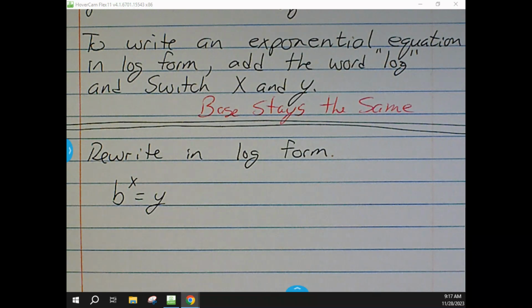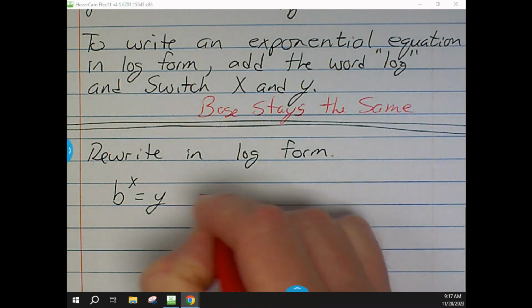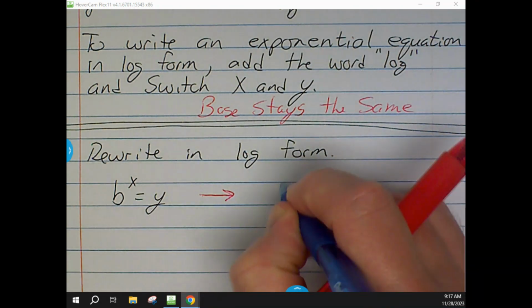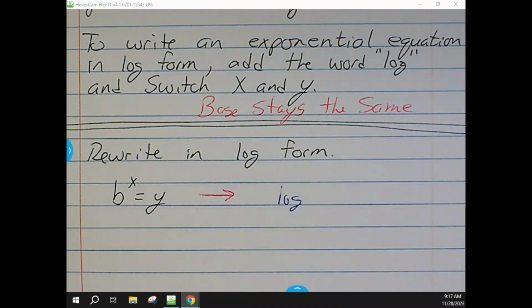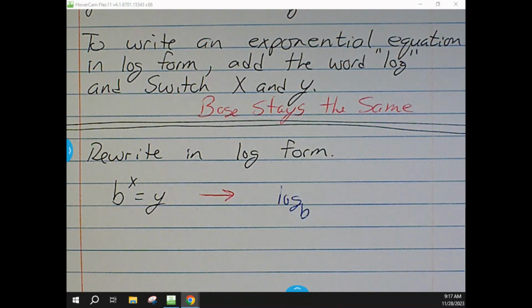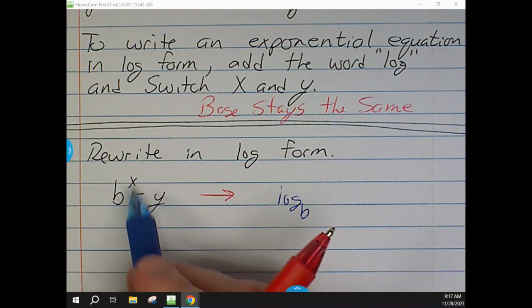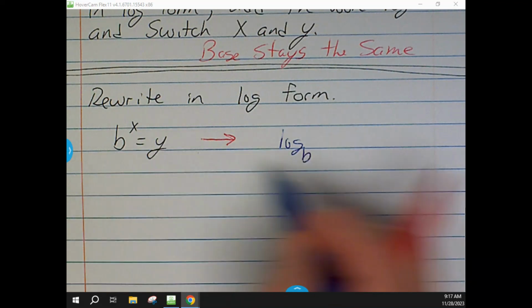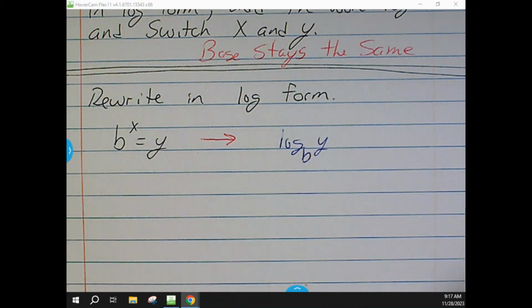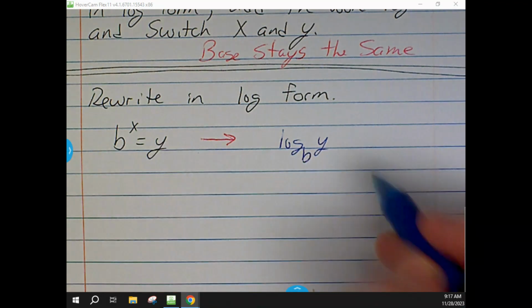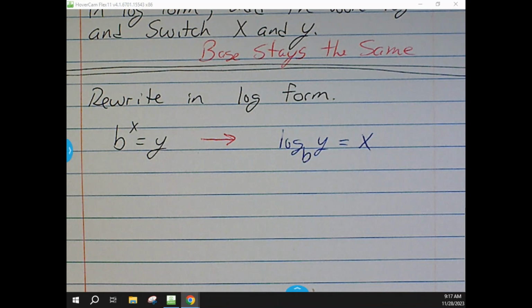Okay, so when you're going to rewrite these, the one thing you're going to do is add in the word log, and whatever the base is that's here, that base will go there. And then basically you switch the x and y. Like this is going to have b to the x power. So now it's not technically that, but when you put it in log form, instead of being b to the x power, it's going to look like b to the y power. But it's not really that way. It's still log of y base b. And the y was by itself. Now the x is by itself.